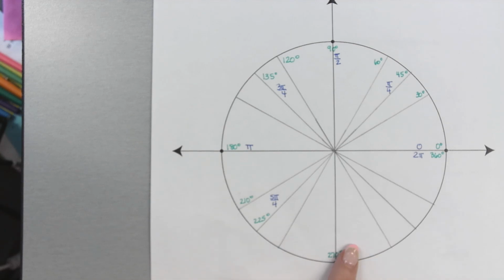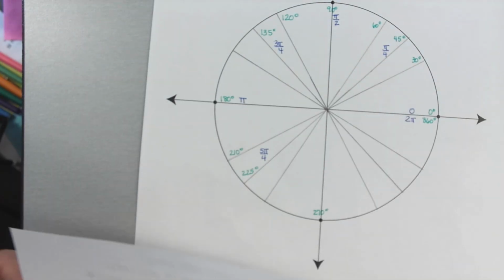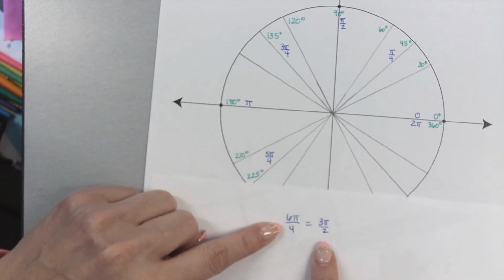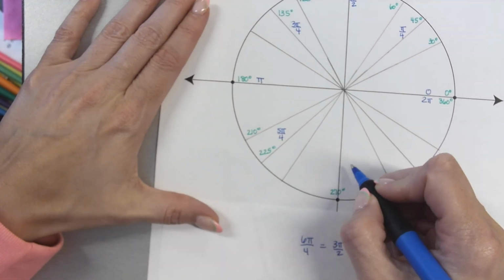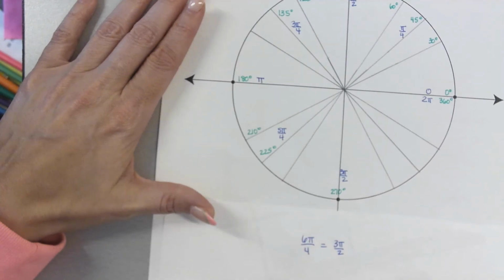Okay, this is 6 pi over 4, but don't write that down, because what is 6 pi over 4 reduced to? Yeah, so 2 goes into both, right? So if you divide by 2 and divide by 2, we're going to write the reduced form, which is 3 pi over 2.